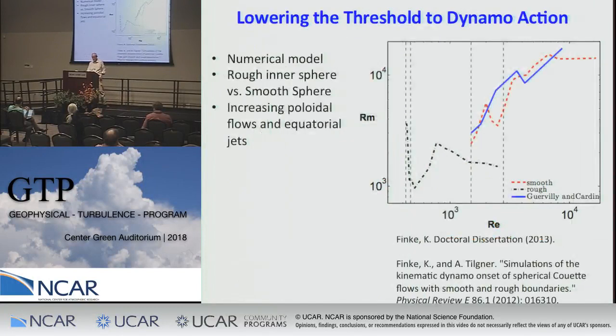All right, now, Fink and Tilgner did numerics where they put a numerical body force near the inner sphere and saw then a reduction in the threshold of dynamo action in magnetic Reynolds number by roughly a factor of 2. These are both in Fink's doctoral dissertation work and in their PRE from the year earlier. It's thought that what this does is increase the poloidal flows in the system, perhaps increase the hemispherical helicity in the system, and definitely increases the equatorial jet coming out from the inner sphere. And so, based on this, we have set out on a path to implement this.